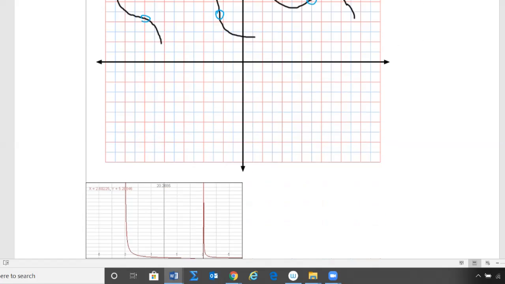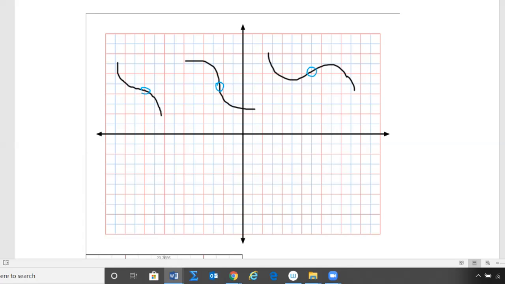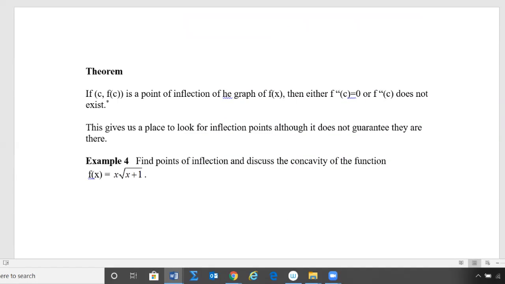Now it can also change at asymptotes, so we have to be careful with that. Even though they're not points on the graph, so they're not inflection points, concavity can change, so we have to watch it.